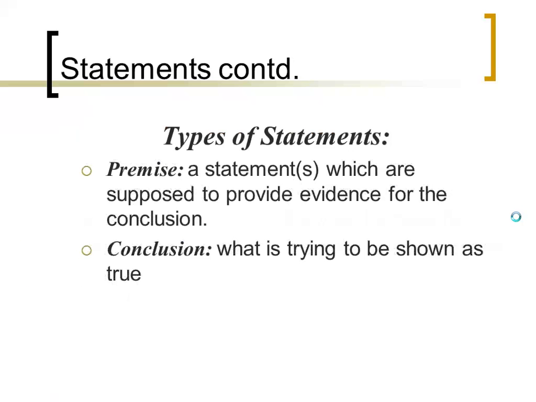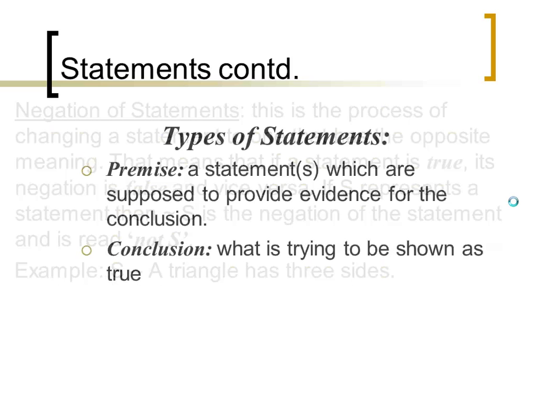Types of statements, we have the premise and the conclusion. Now, a premise is any statement or groups of statements which are used together and are supposed to provide evidence for a conclusion. And the conclusion, which is the other type of statement, is what we are trying to prove to be true. All right?